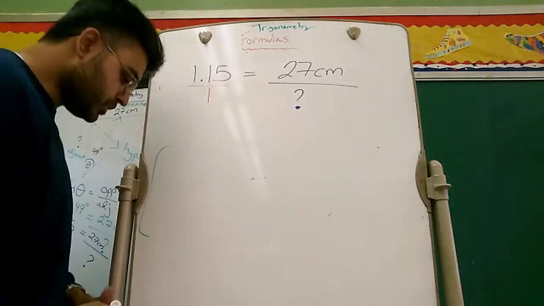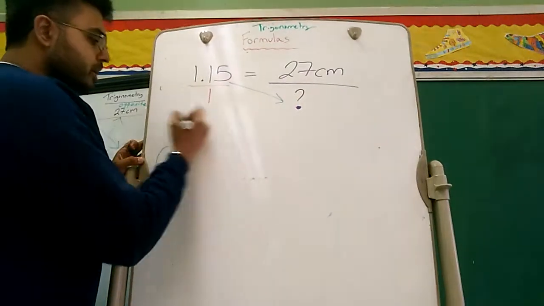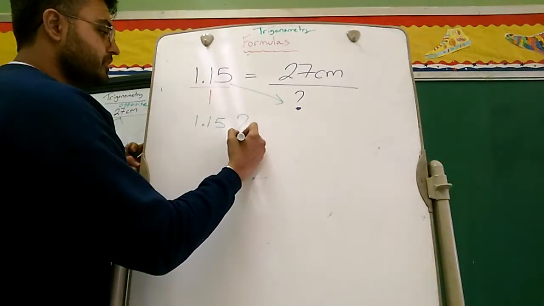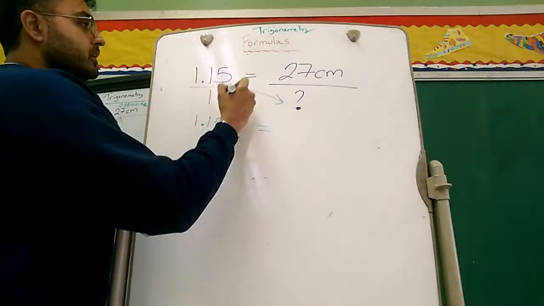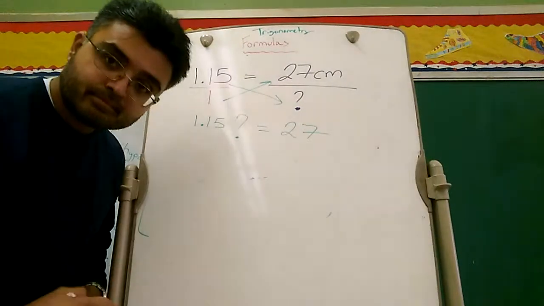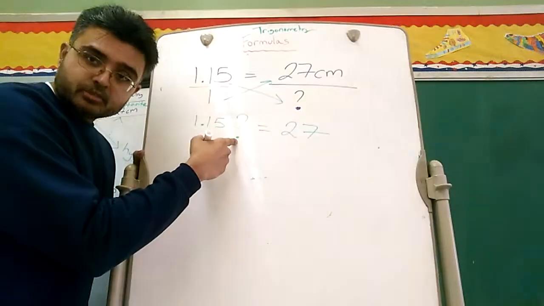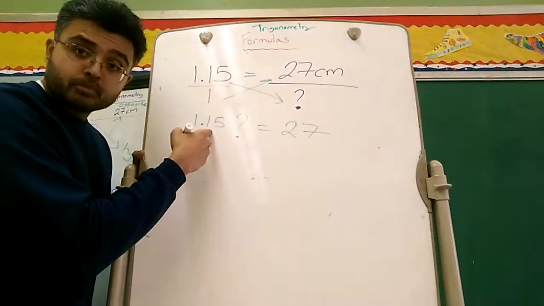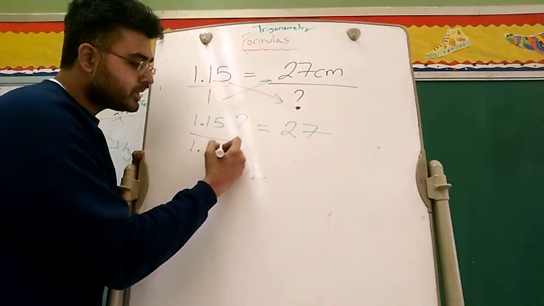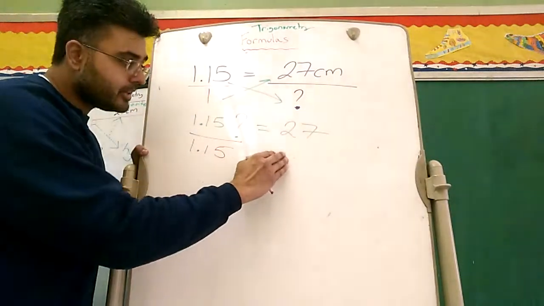Cross multiply. Let's do it. 1.15 times question mark is 1.15 question mark. 1 times 27 is just good old 27. Easy. Question mark has to be alone. How do we get rid of 1.15? You divide it by 1.15. Same number. Whatever you divide on the left side, you divide on the right side.